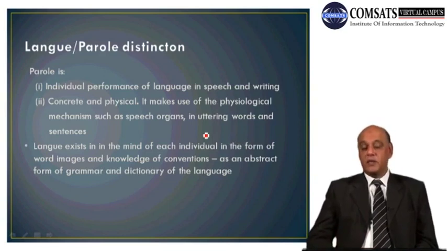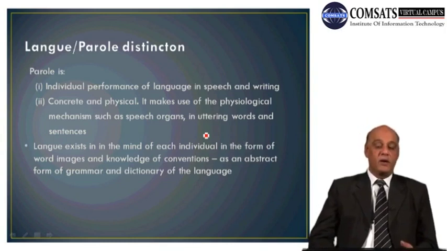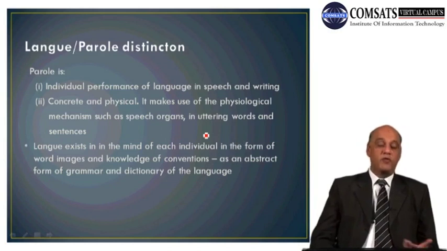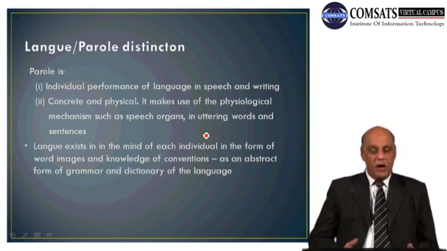Now, language exists in the mind of each individual in the form of word images and knowledge of conventions, as an abstract form of grammar and dictionary of the language. Langue exists in the mind of each individual. In what form? The form of word images. There are images, there is a knowledge of conventions, and that is langue.